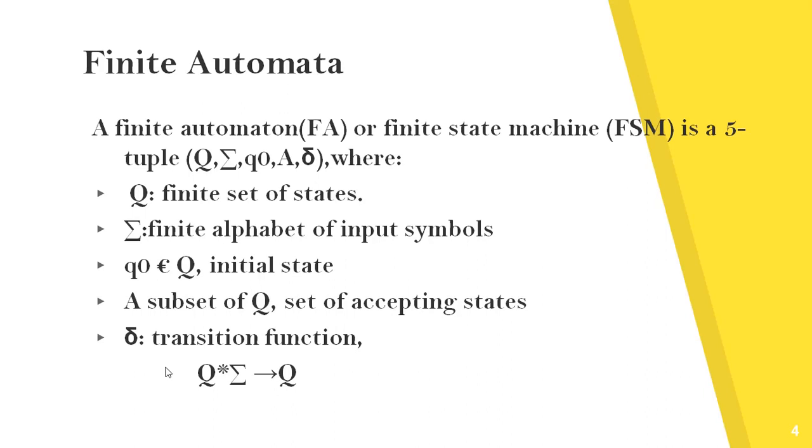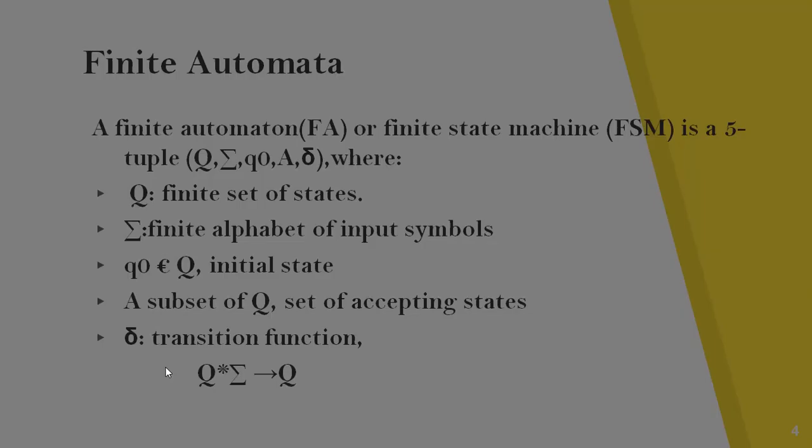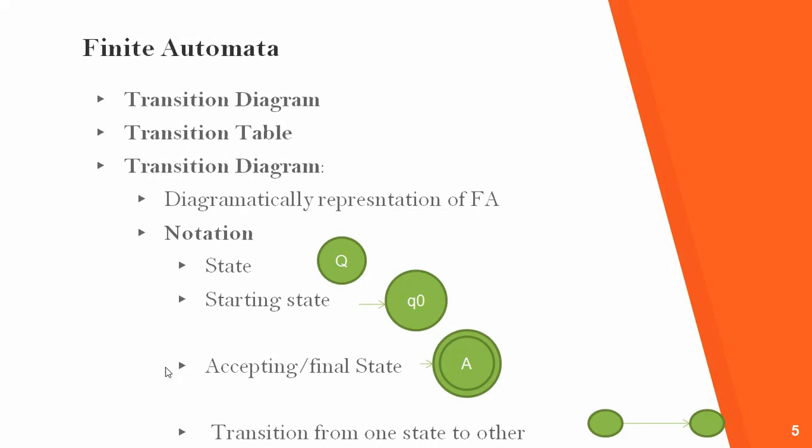So the question arises, how do we design this computational model? There are two ways by which we design our finite automata for the given statement. One is the transition diagram. The second is the transition table. By using these two ways, we represent our finite automata. Let me discuss the first one, the transition diagram. A diagram is like a picture, meaning we represent our finite automata diagrammatically or pictorially.